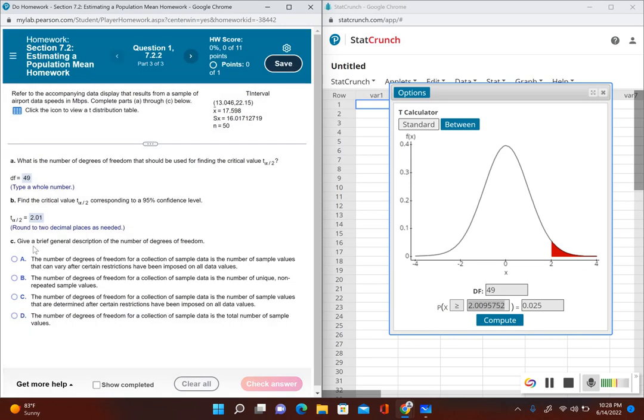And now lastly, the next part of this problem is just the definition of degrees of freedom. The number of degrees of freedom for a collection of sample data is the number of sample values that are determined after certain restrictions have been imposed on all data values. I'm sorry, not that one. It's actually part A. The number of degrees of freedom for a collection of sample data is the number of sample values that can vary after certain restrictions have been imposed on all data values.